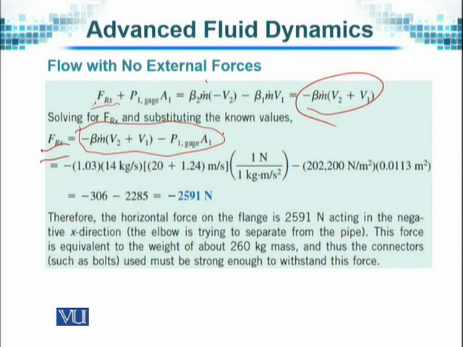Substituting their values, they turn out to be minus 2591 newtons. Therefore, the horizontal force on the flange is 2591 newtons, acting in the negative x direction. So the elbow is trying to separate from the pipe. So this force is equivalent to the weight of about 260 kilograms. Remember, we are saying this is about. Note that it's not exact.